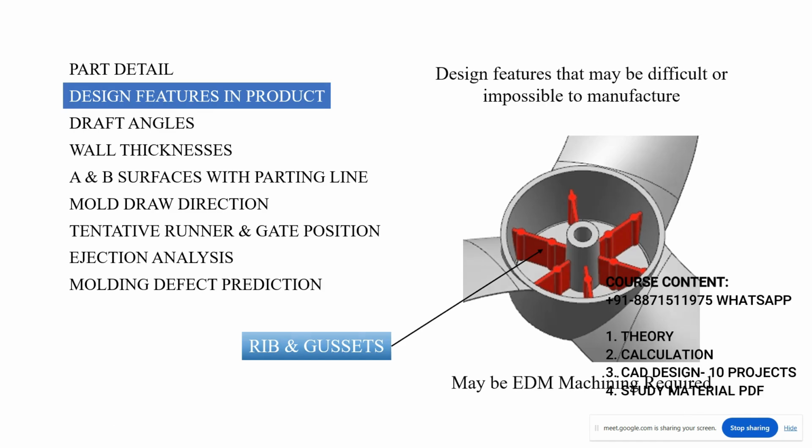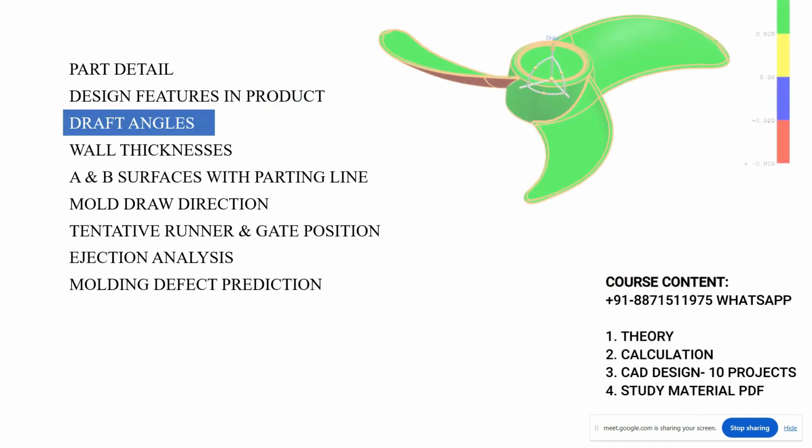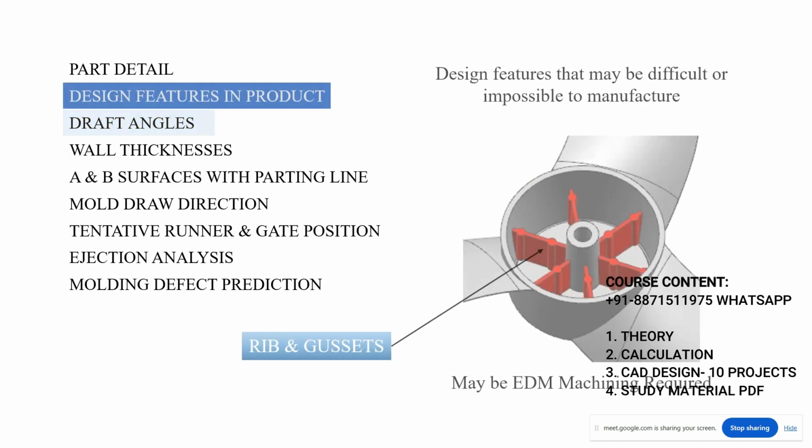Okay. Yes, sir. Here, the ribs and gussets we cannot remove. But Sanjay, in this case we cannot remove the rib and gussets. In this case, you are saying that we cannot remove the rib or gussets, right? Yes, of course. But as I told you, this is critical.